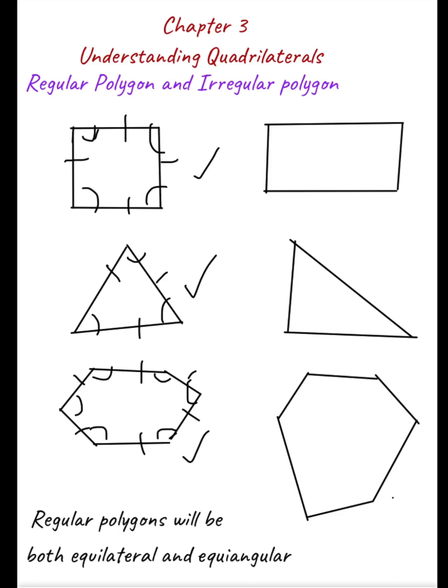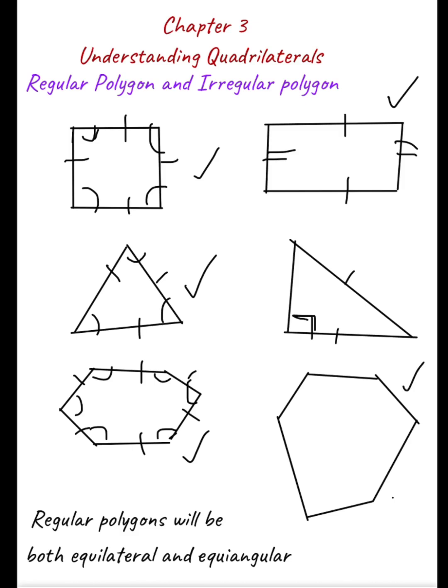Now let's see the second case, which is irregular polygons. Here you can see that it's a rectangle, but here all sides are not equal. This side is equal to this and this side is equal to this. Some sides are equal but all are not equal. That's why it's an irregular polygon. And here also, sometimes sides may or may not be equal, but you can see that angles are not equal. One is 90 degrees and the remaining are not 90 degrees. A right angled triangle is an example of an irregular polygon.